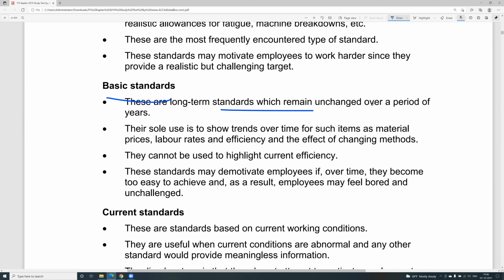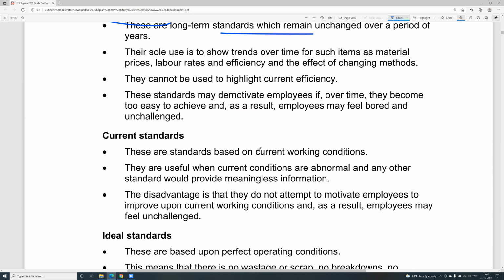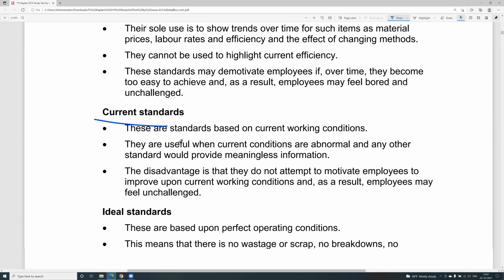Then come basic standards. These are long-term standards which remain unchanged over a period of years. Their sole use is to show trends over time for items such as materials, or whatever is basically required; put it down in those standards. And then come your current standards. It's within your current working conditions, are you able to achieve what you want to achieve? With your current working scenarios, what can you achieve? If you have an answer for it, those are your current standards.